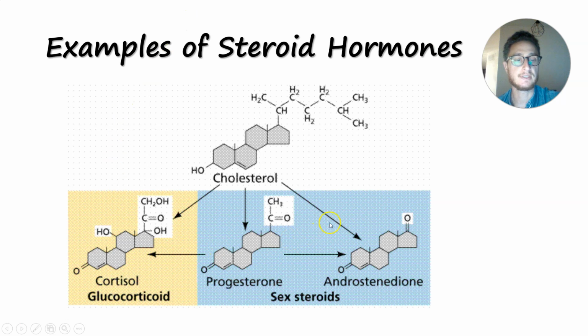Here you can see the other type, the steroid hormones, and generally those are derived from cholesterol. Remember, this is a lipid, not a protein. And these slight changes to the arrangement of functional groups can make a whole host of different types of hormones that bind to different receptors.